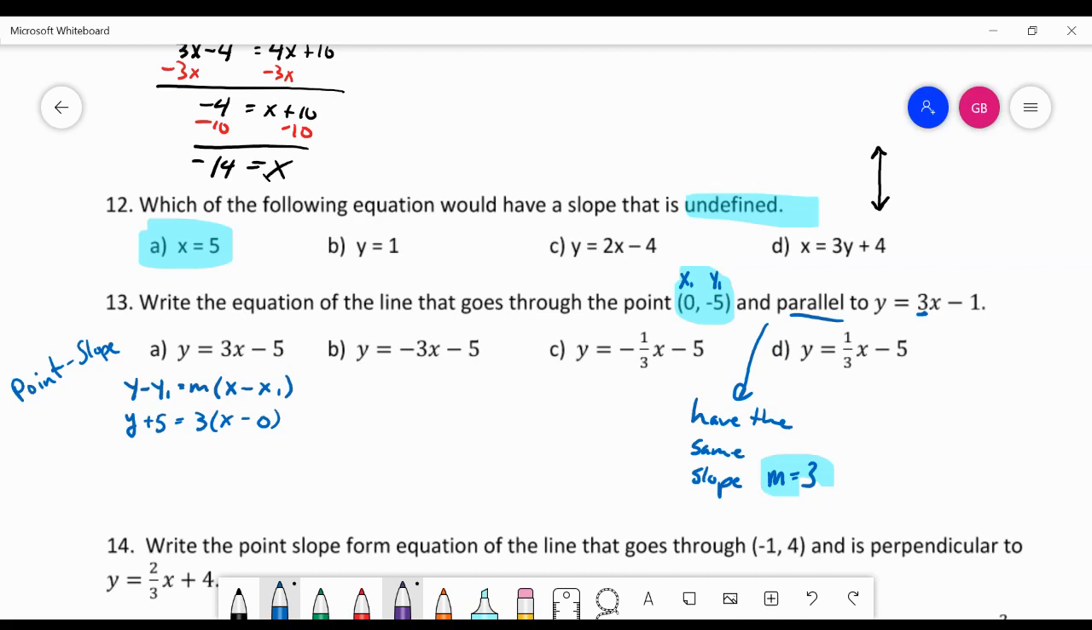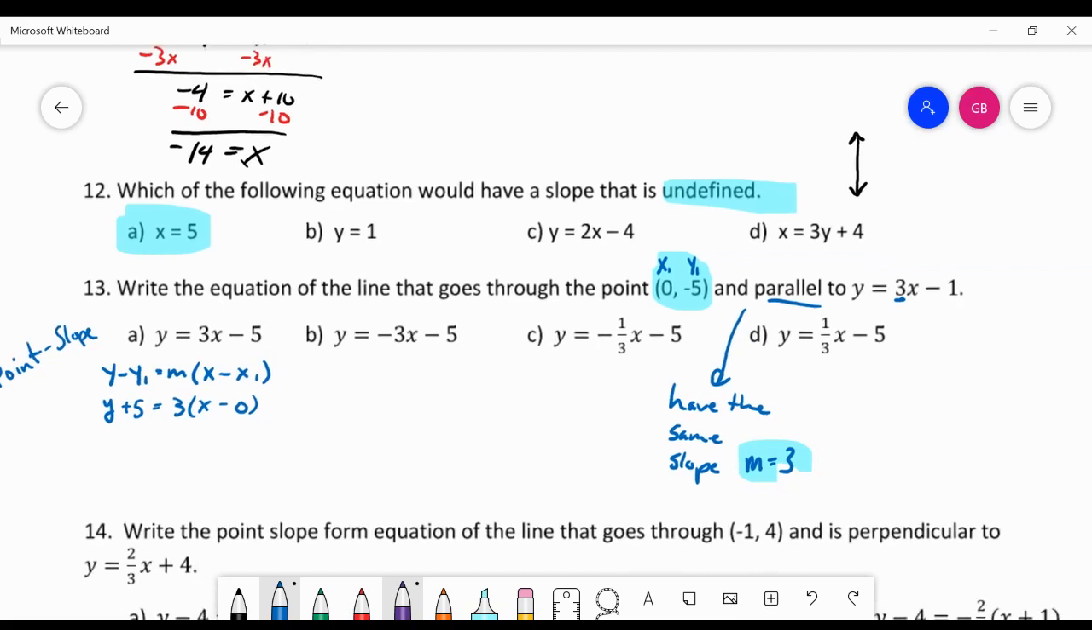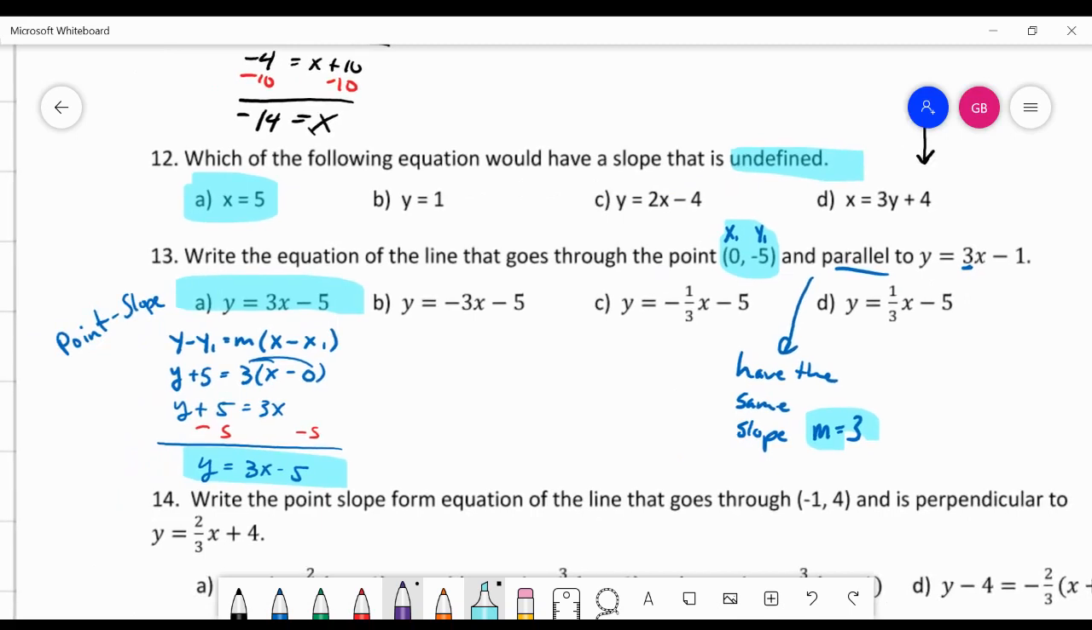All right, so what you want to do is you want to solve for y. So first thing I'm going to do is distribute this 3. Plus 5 is equal to 3x, and then 3 times 0 is 0, so I'm not even going to write it. Then I'm going to subtract 5 on both sides to get the y by itself. So y equals 3x minus 5 is letter A. Okay. So first we put it in point slope form, and then we solve for y, because all your answer choices were solved for y.